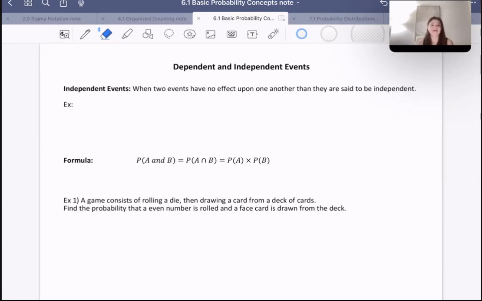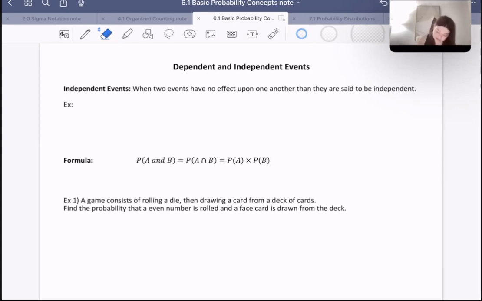So, let's talk about what this means. Independent events are two events that have no effect upon one another, which means they're independent. For example, getting a tail on a coin flip and rolling a two on a die are independent events that have no impact on one another.